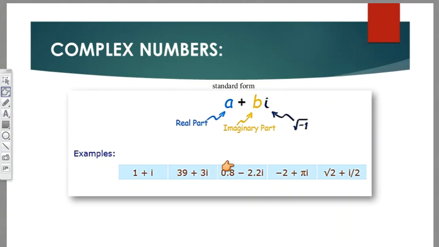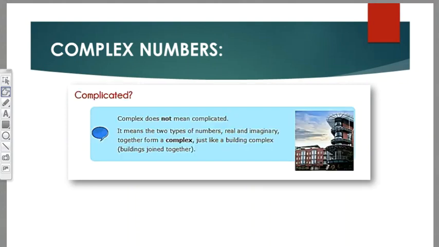0.8, oh, that's kind of scary because it's a decimal. It's okay, it doesn't matter, it's still real. Minus 2.2i. Again, still imaginary, got that i on there. This part even overwhelms some people a little bit: negative 2 plus pi i. They're thinking to themselves, no, that doesn't work. The i being attached to it forms the imaginary number. Even if it's an irrational number, it still makes it imaginary. All right, so one last reminder.